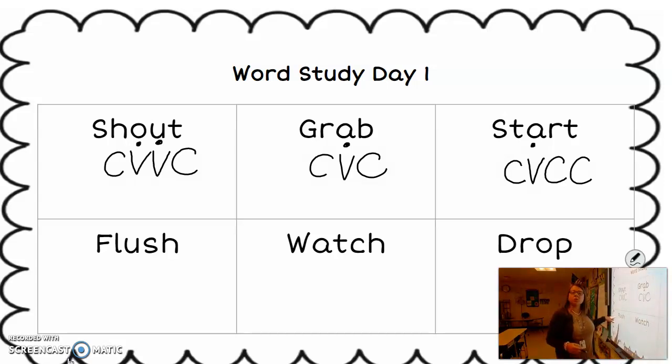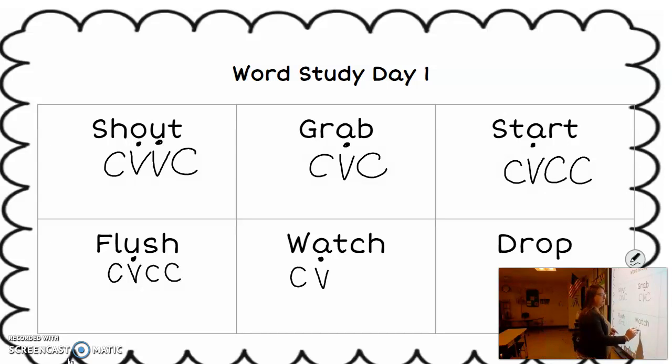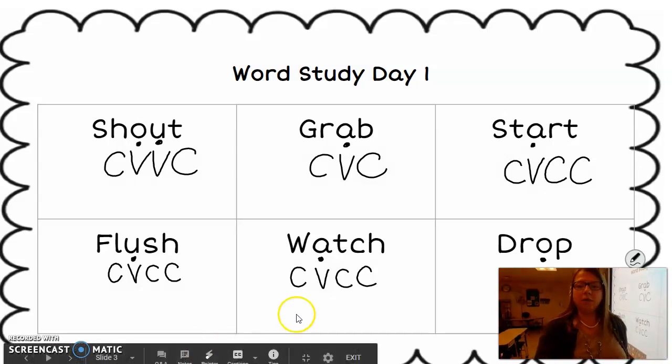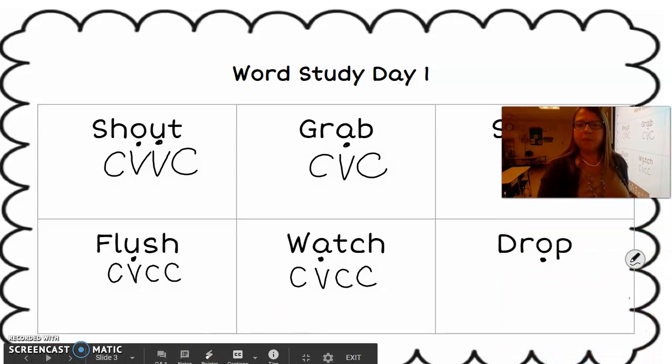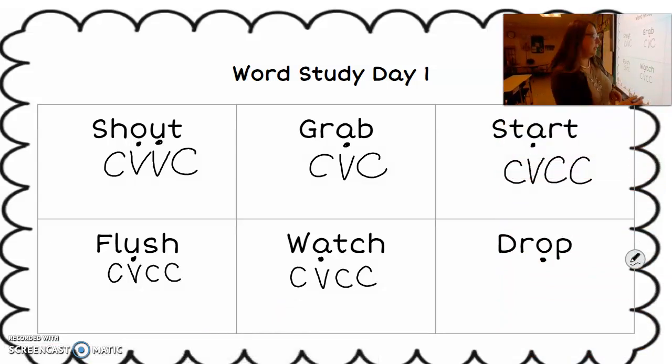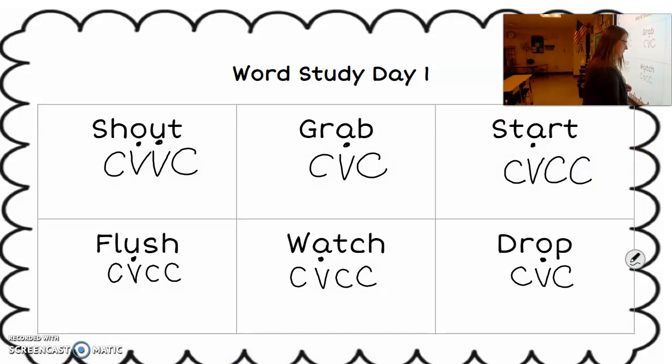Here we go. Flush. Where's the vowel in the word flush? Well, you will tell me it's a U, right? So consonant, vowel, consonant, consonant. Watch. A, E, I, O, U, vowels. A is a vowel. Consonant, vowel, consonant, consonant. And the last one is drop. O is the vowel. And then D is a consonant, R is a consonant, O is a vowel, P is a consonant.